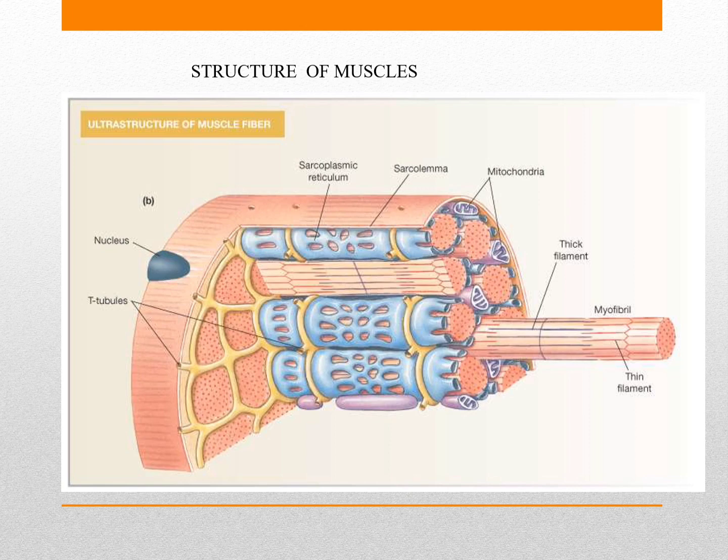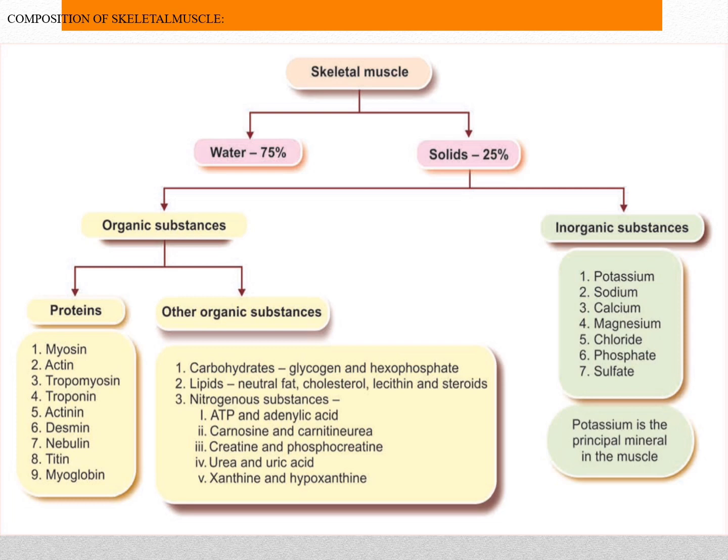This is the structure of muscles. This is the composition of skeletal muscles. Muscles contain 75% water and 25% solids. The solid contents are organic substances and inorganic substances. Organic substances include proteins: myosin, actin, tropomyosin, troponin, desmin, nuclein, myoglobin. Other organic substances are carbohydrate, lipids, and nitrogenous substances like urea, uric acid, xanthine, hypoxanthine, creatinine, phosphocreatinine, etc. Then inorganic substances: potassium, sodium, calcium, magnesium, chloride, phosphate, sulfate. Potassium is the principal mineral in the muscles.